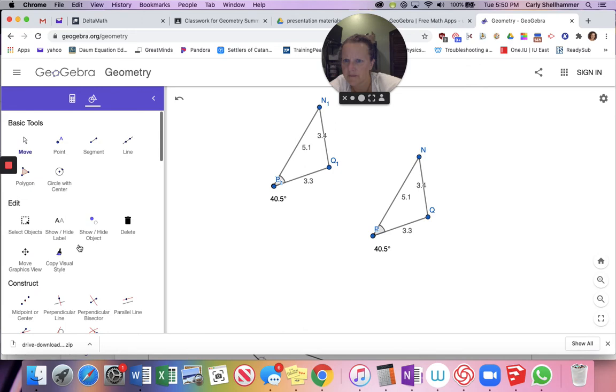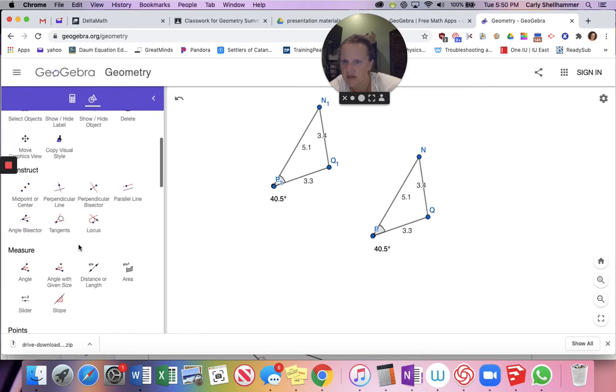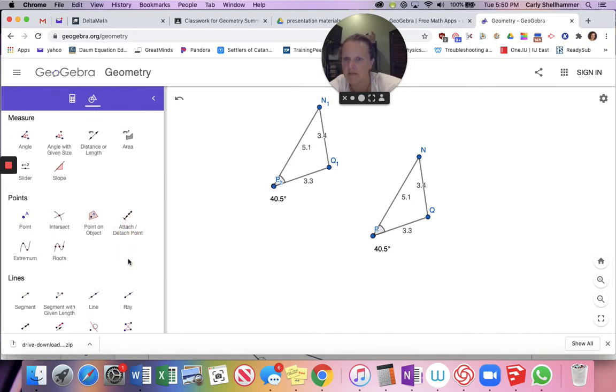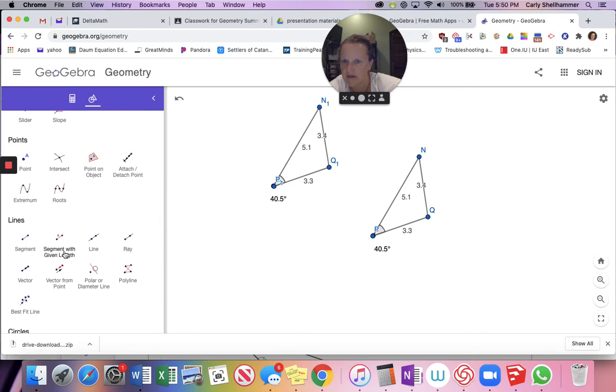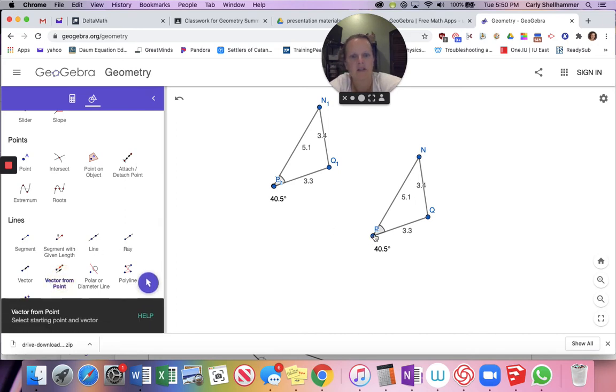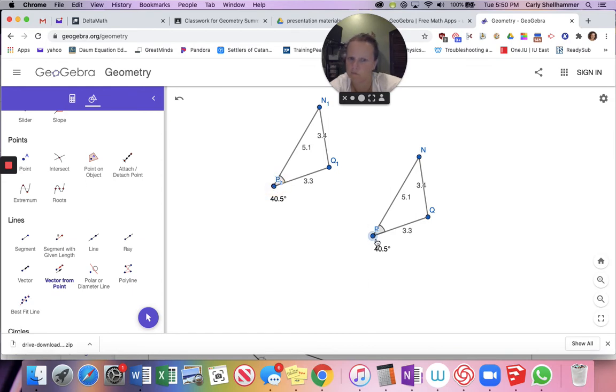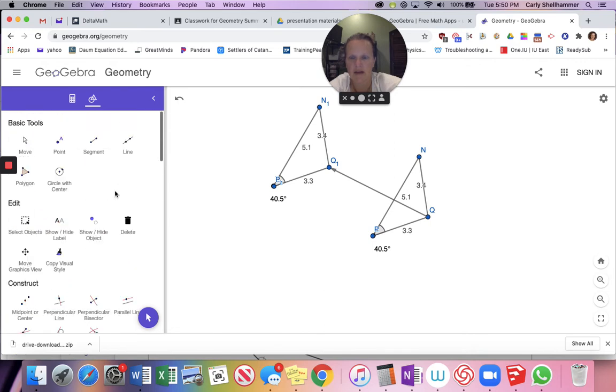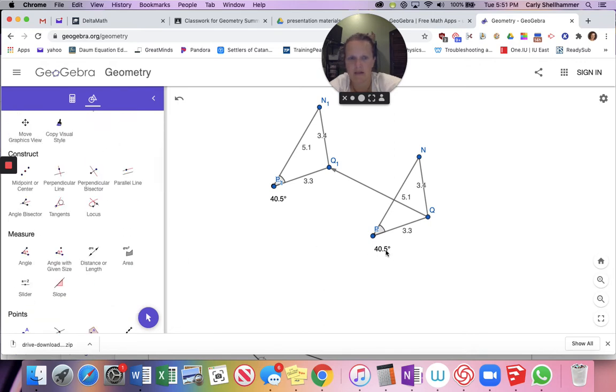Where's my vector? Or array. Construct. Always takes me a second to find the right thing. Nope, not that. Here we are. Vector. So we just translated it this distance. Why didn't it work? Okay, how about this one? Vector from point. Starting point and vector. We're making a vector. So I had the wrong thing selected. Okay, so really that vector should be the exact same measurement as this vector and that vector. Okay, we did a translation. That's all.